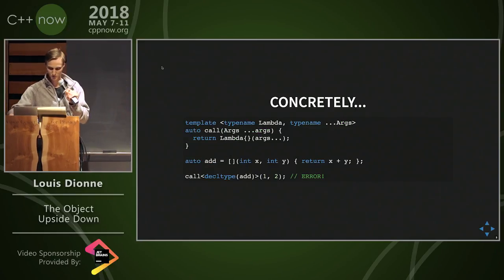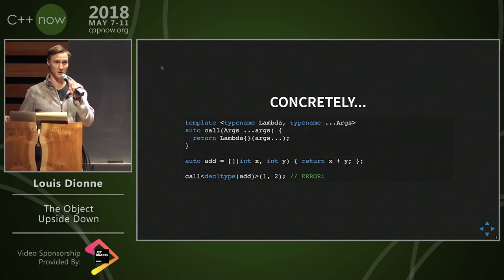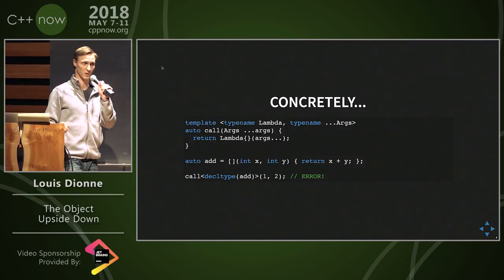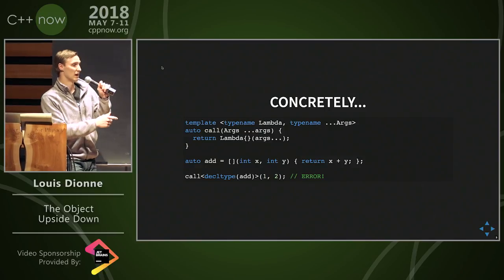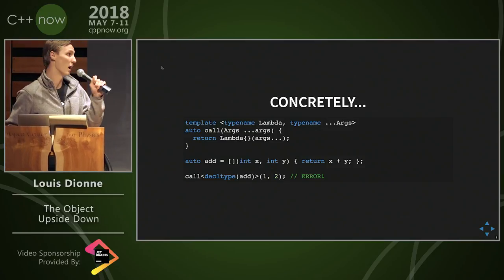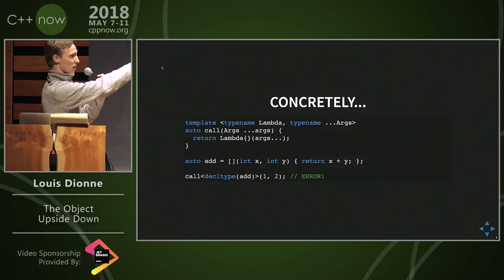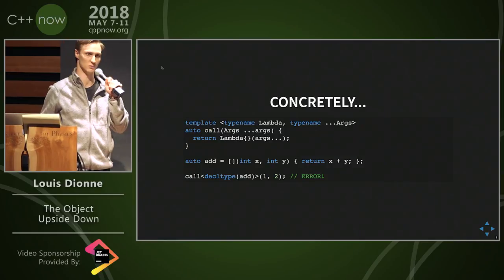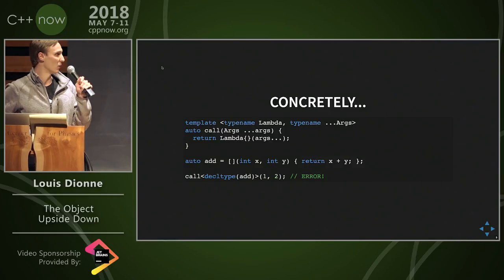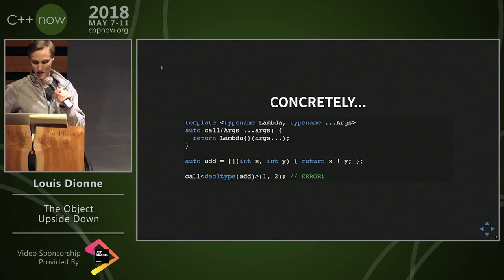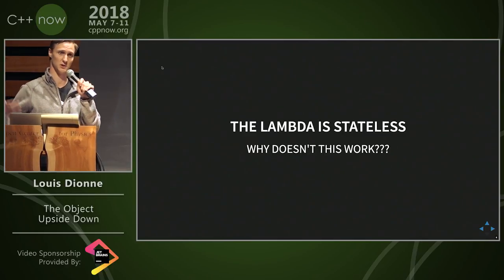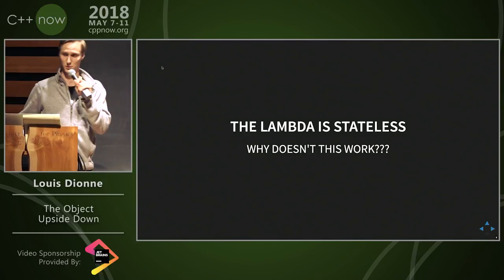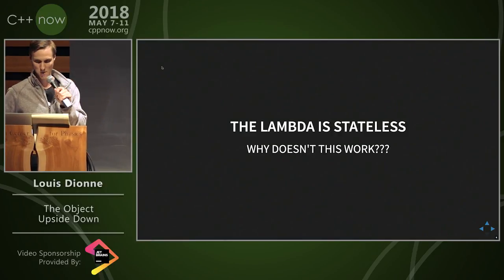My actual use case is lambdas. Lambdas are not default constructible, even when they are stateless. Let's say I want to pass the type of lambda around and create and call it. I need to create an instance of it. So here, lambda with squiggly brackets would be an error. I need a way to create an object, but I don't have a constructor. This is kind of stupid because even if the lambda is stateless, it's basically just a struct with a call operator under the hood, but I can't do it.